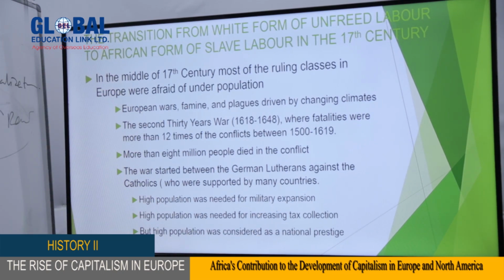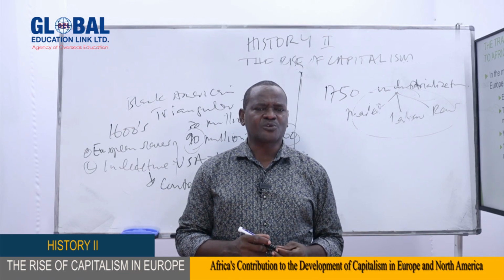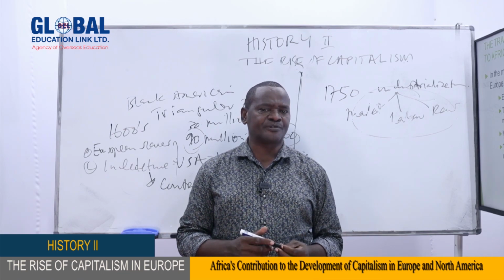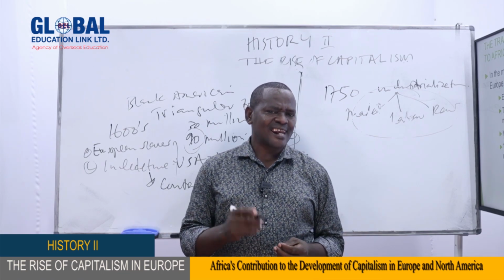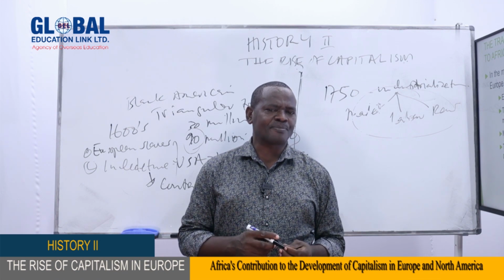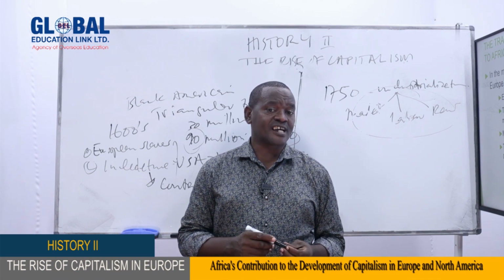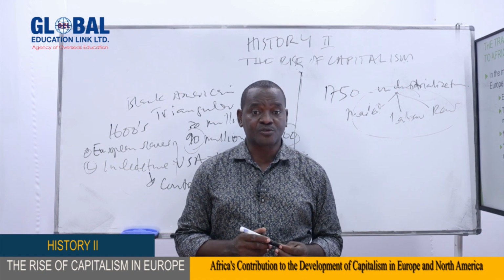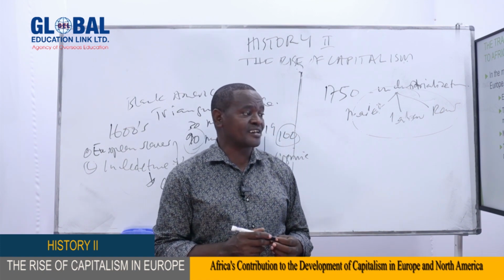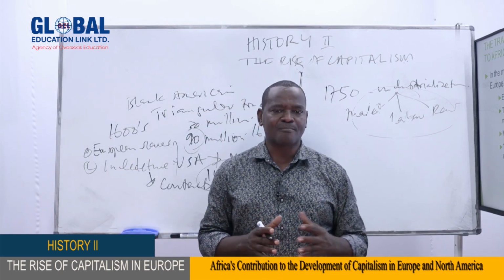Another thing is high population was needed for increasing tax collection. Tax collection was very important at that time. And for you to collect more tax, you need to have a lot of people. So a country which has got a large number of people was expected to become much richer. The government was expected to become much more wealthy. Why? Because it is going to collect more tax than a country which has got a small population.